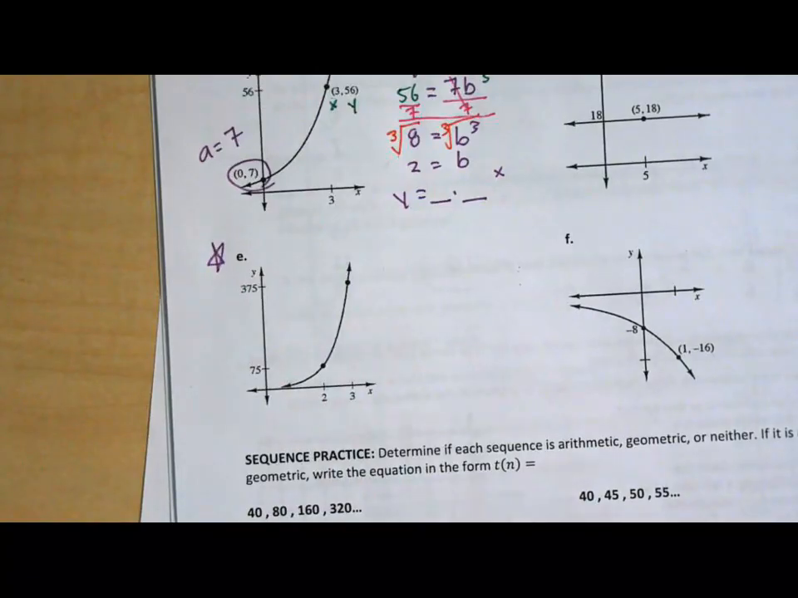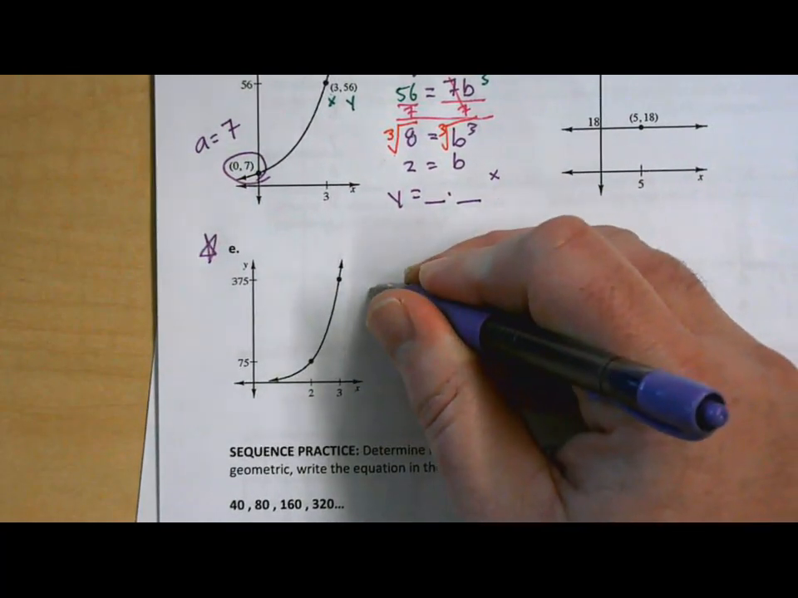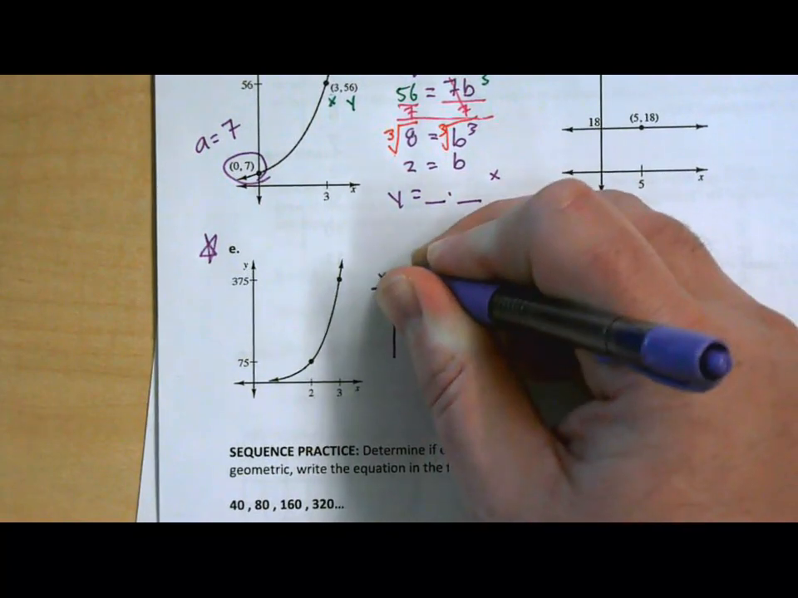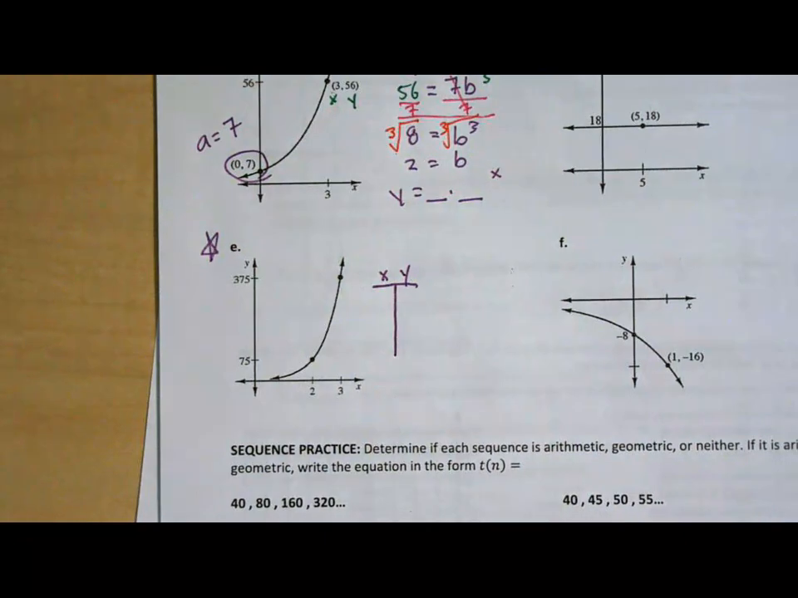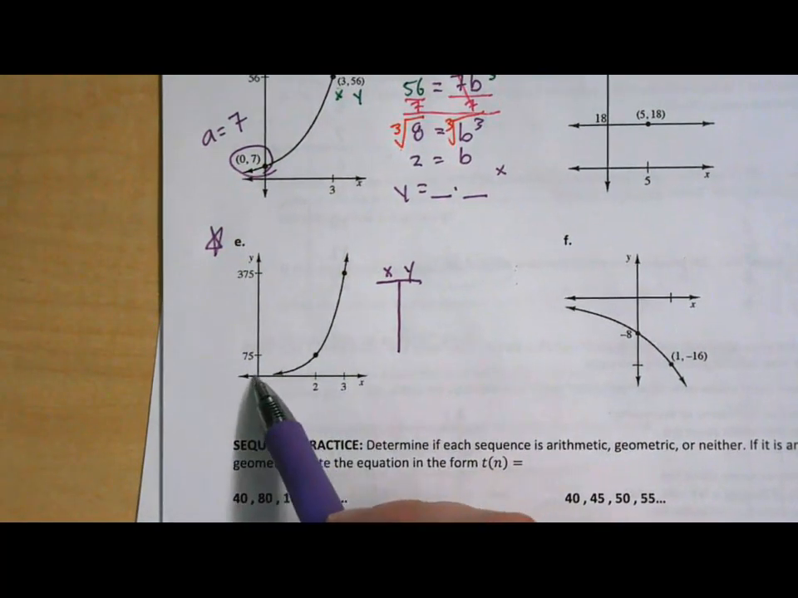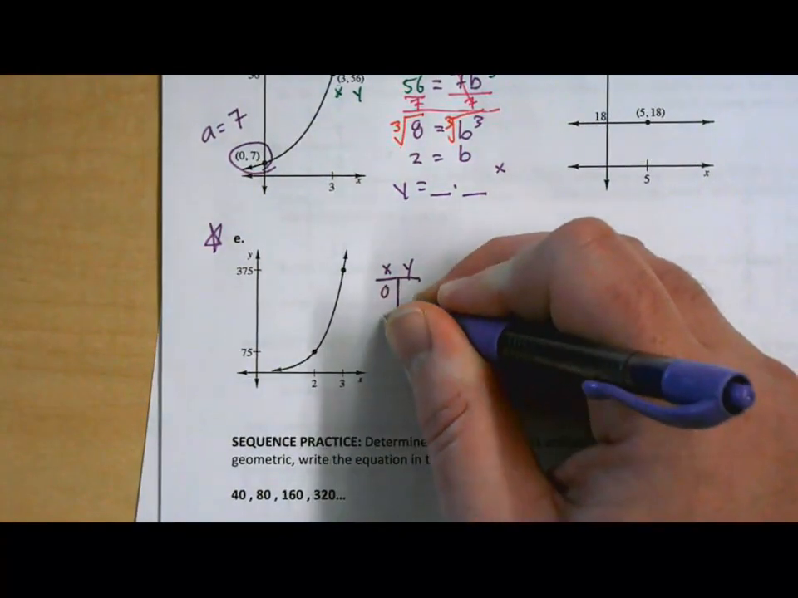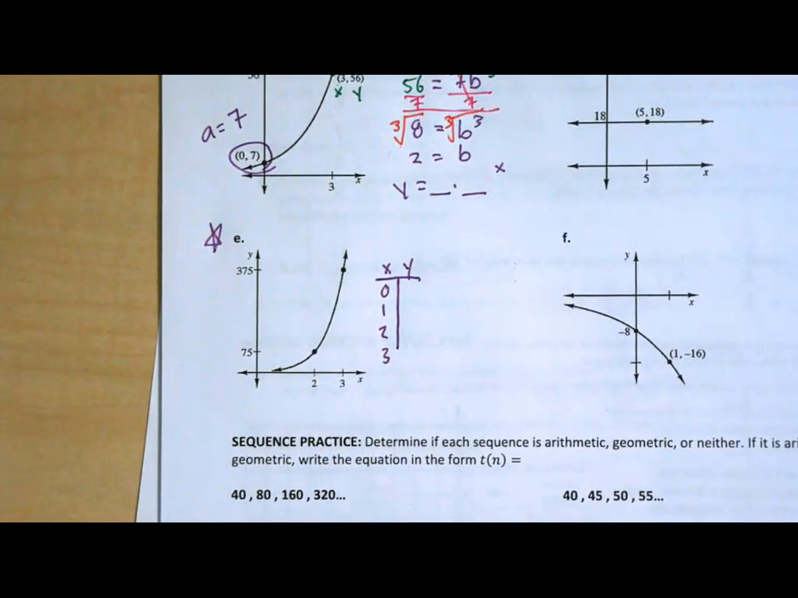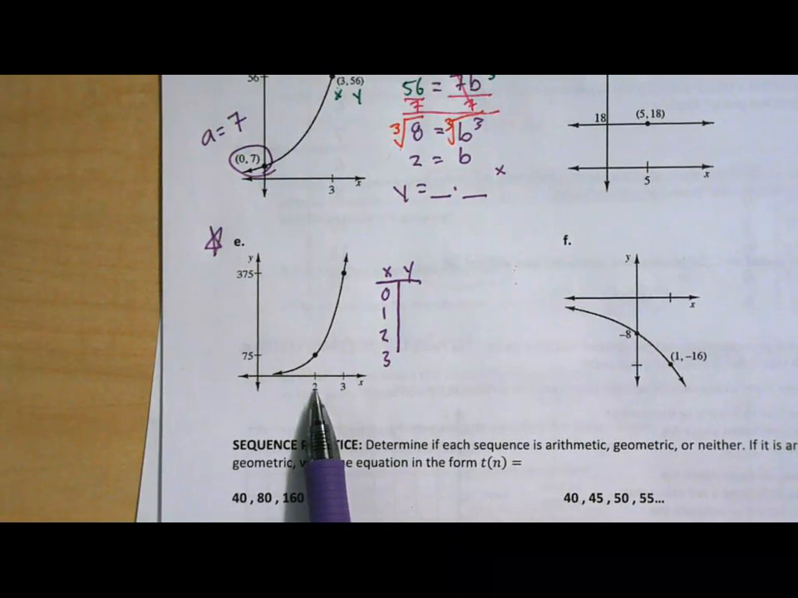A lot of folks are asking for a hint on E, so I'll provide a hint here for you. My solution to E involves making a table, because we don't have a y-intercept, so we can't really do this problem the same way we did the other problems, because I can't see what the y-intercept is. It's going to be something really small over here. But what I do know is I've got a couple points that I can put onto a table. Specifically, I've got this point here. When x is 2, what is y?